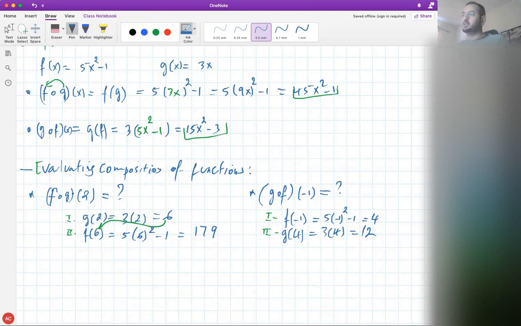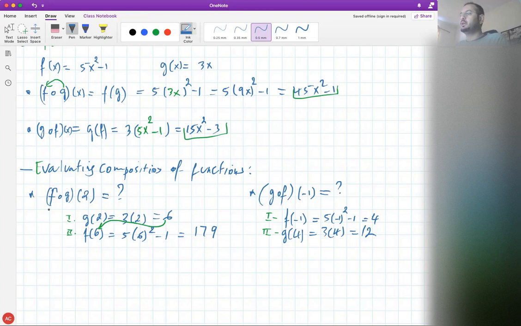That is the evaluation. As you can see, we didn't have to find the composition first. But if you have x here, that means you need to find the generic composition. But if you have a specific value, you can go around it, finding the composition by basically doing the work twice.